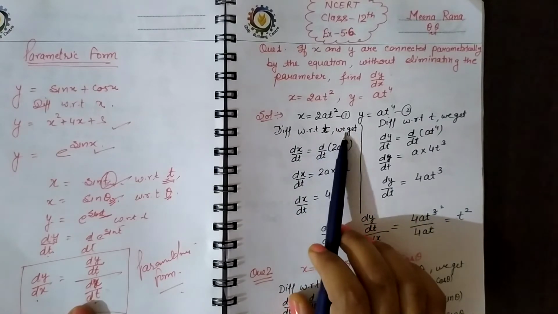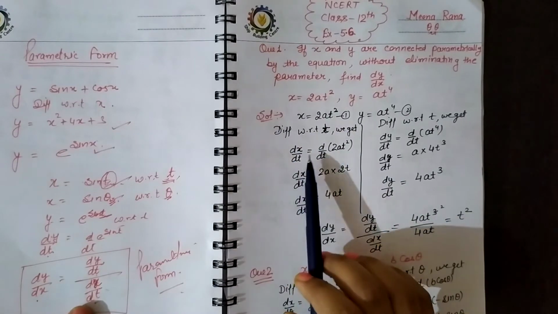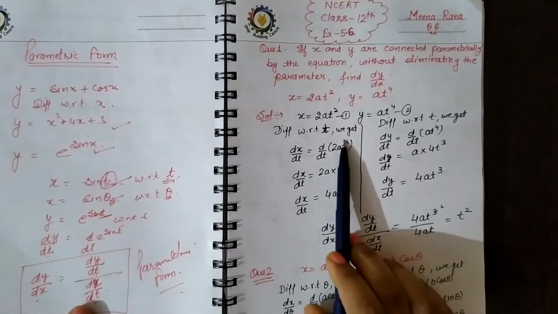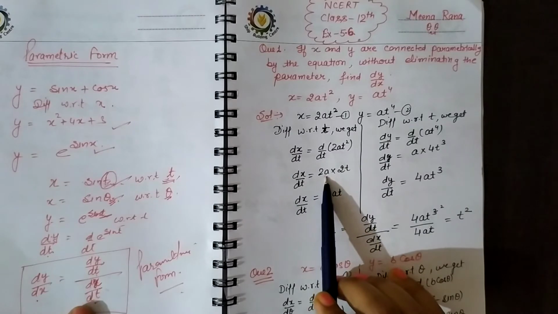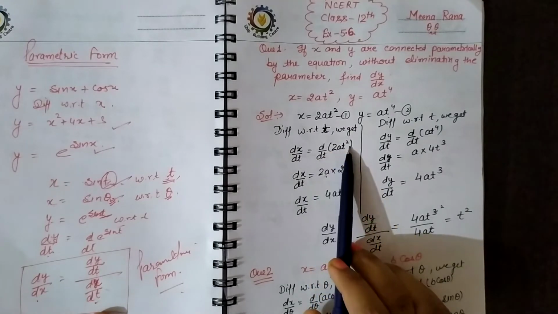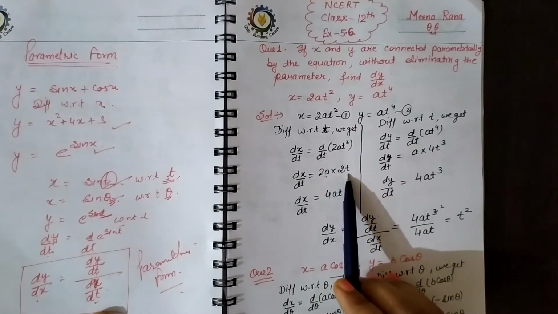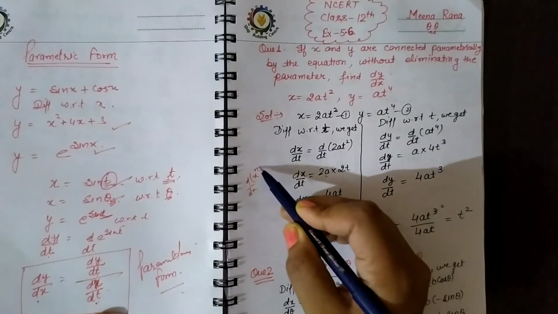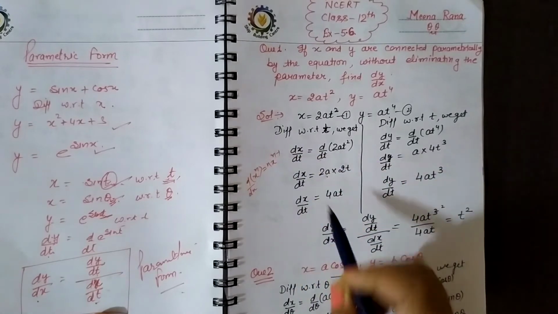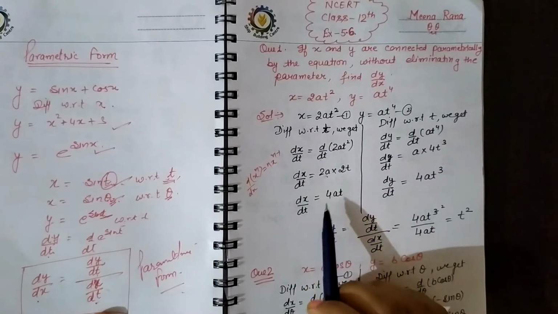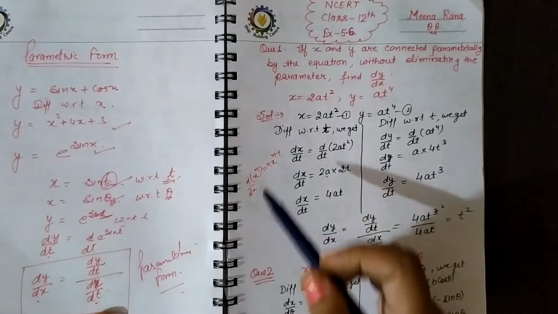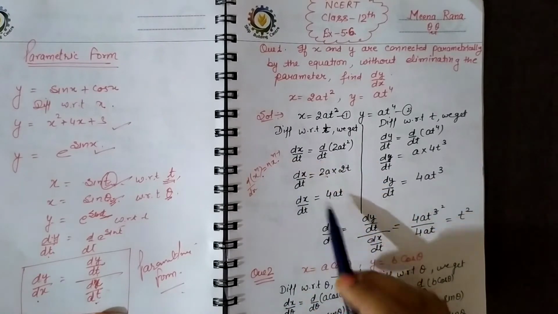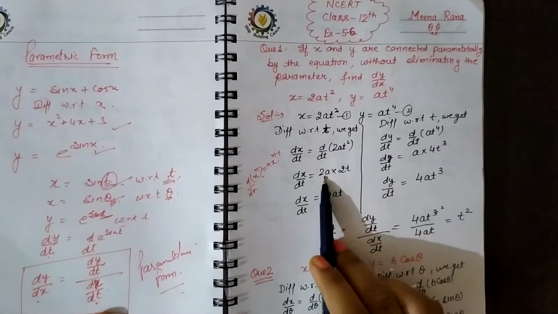Differentiate with respect to t, we get dx by dt is equal to derivative of 2at square. So 2a is the constant taken outside, then derivative of t square becomes 2t. Which formula is used? Derivative of x raised to power n is n x raised to power n minus 1. In the same way here, derivative of t square with respect to t becomes 2t. Then dx by dt becomes 4at.